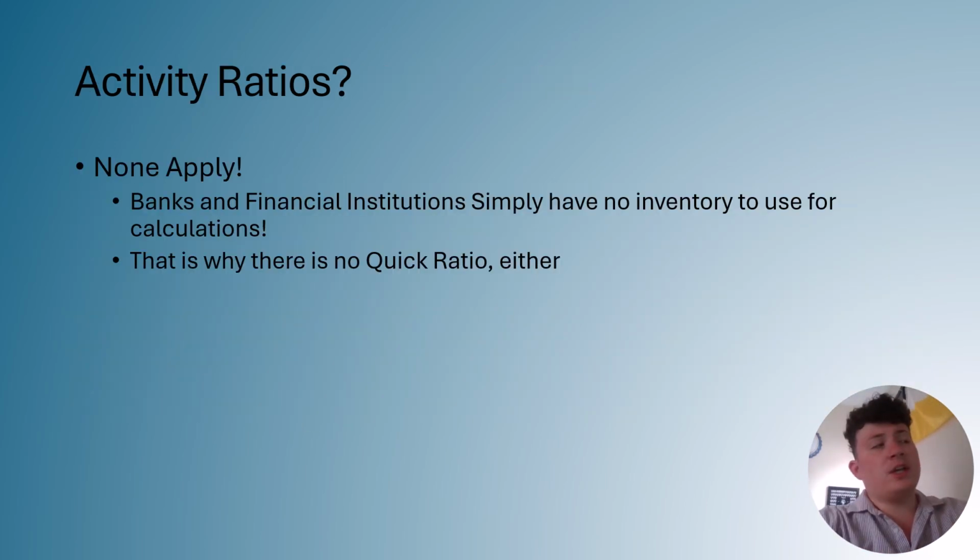So you might be wondering why I didn't include any activity ratios, and that's because none apply. Banks, financial institutions just simply have no inventory to use for calculations. That's why I didn't have a quick ratio either. There'd be no point in doing the acid test, because there's no inventory to take out of the current assets over current liabilities equation. So it would really just be a waste of time when it's the same thing.